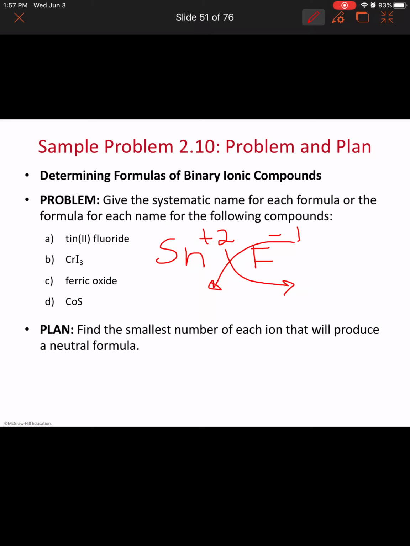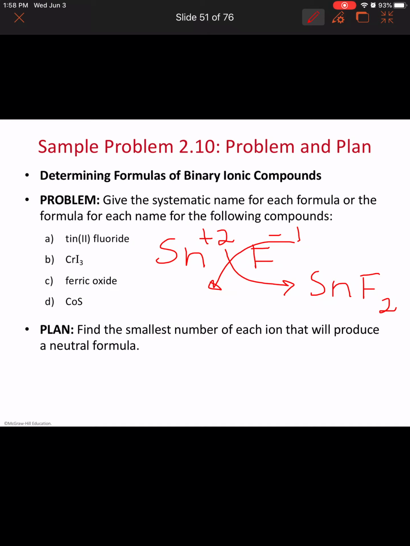And fluoride is in group 7, so F⁻, charge -1. To get the formula, you crisscross the number for the charge, and that will make it SnF2. Tin(II) fluoride is SnF2.